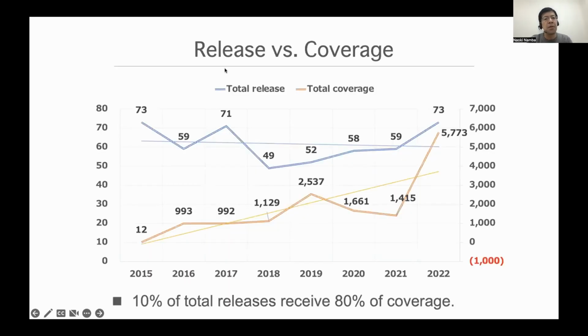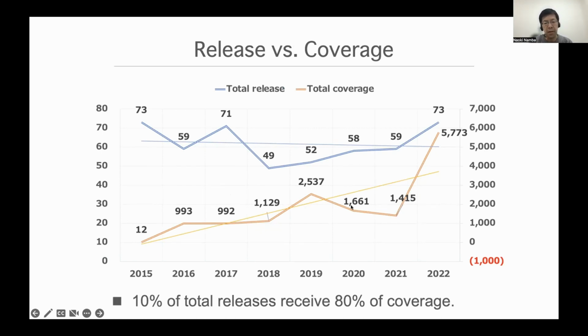Okay, so let me share some results of the measurement and some insights we can draw from those measurements. This slide shows the number of press releases and the number of coverage over the past 7 years. As you can see here, we publish around 60 English press releases every year. And you can see that the number has been decreasing a little bit over the years.